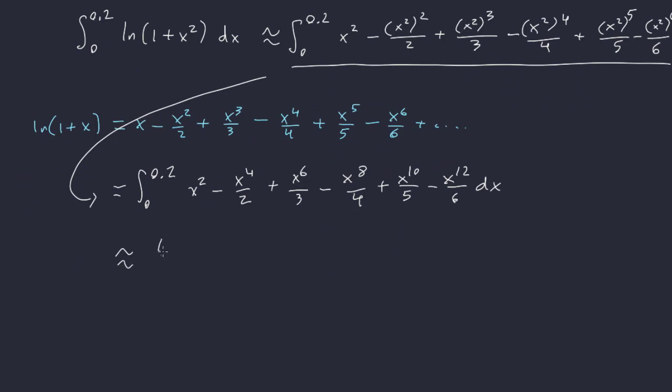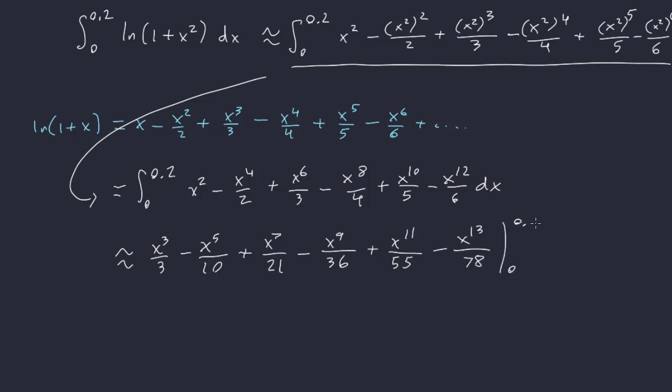and get, let me write it like this, x cubed over 3 minus x to the 5th over 10 plus x to the 7th over 21, right, minus x to the 9th over 36. And I'm putting these in the denominators because I don't have factorials down here. All right, then plus x to the 11th over 55 minus x to the 13th over 13 times 6, which is 78. All right, and we'll evaluate this from 0 to 0.2.